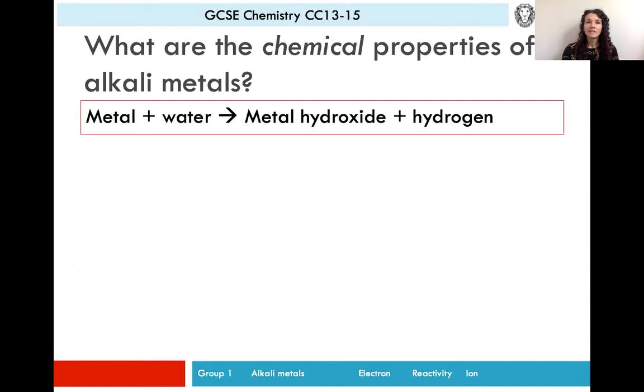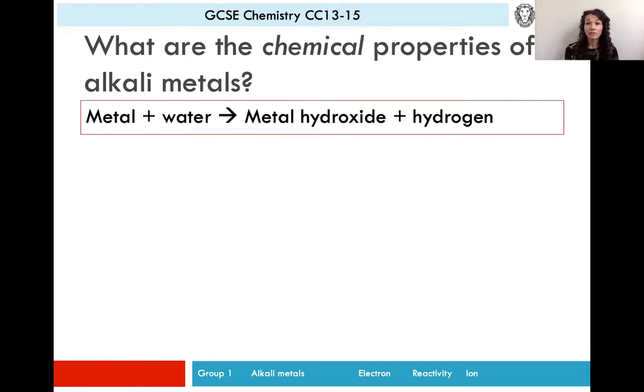Well done. So that was looking at some of the physical properties and some of the properties in terms of reactions. Now we're going to look at some more of the chemical properties of alkali metals. So this is the equation when any of the alkali metals react with water. You add the metal to water and you get a metal hydroxide and hydrogen. Remember, hydrogen gas is what's forming in those bubbles that you can see when the alkali metal's fizzing around on the water.